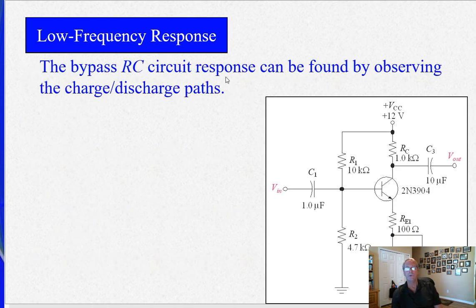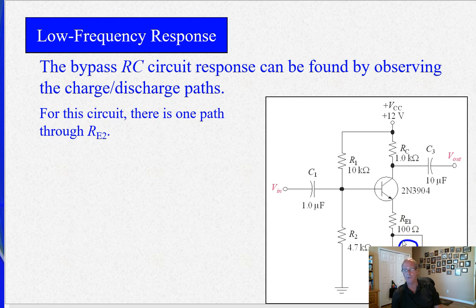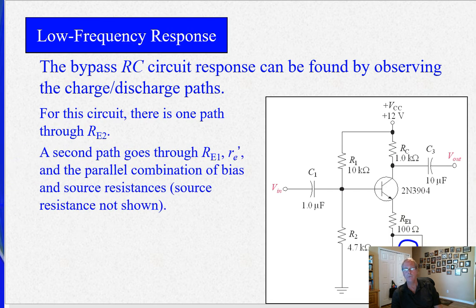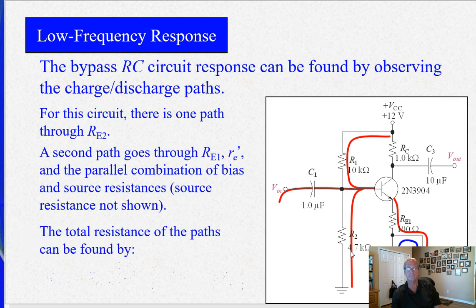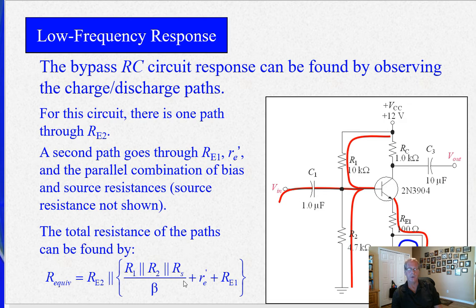The bypass RC circuit response can be found by observing the charge and discharge path. So here's one path, C2, RE2. The second path is going through RE1 and then through all of the resistors in the front of the circuit, these bias resistors. Source resistance is not shown in this case, again, but that's what RS is. It's a source resistance of VN, wherever VN's coming from. Could be a microphone, could be another amplifier stage, who knows.